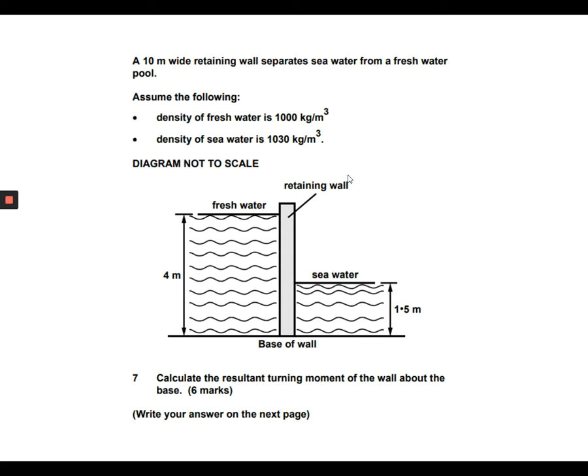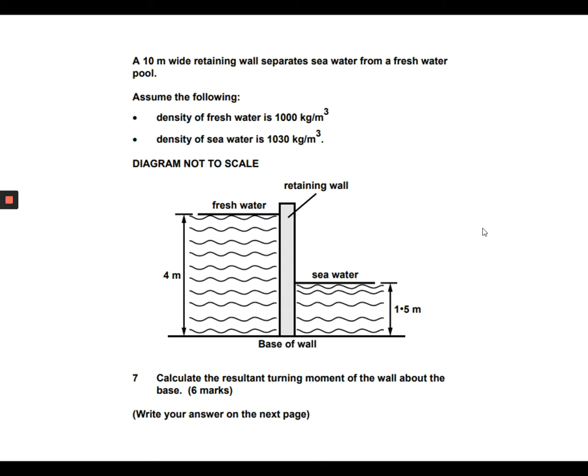Underneath that, write moment equals force times distance. For force, you use the hydrostatic thrust that you've just worked out on the left. And for distance, you use 1/3 of the way up. So the distance from the pivot is going to be 1 1/3 meters, 1.33. And that will give you a moment, and that will be a clockwise moment. The fresh water is trying to turn the wall from 12 o'clock to 3 o'clock. Once you've done that, underline that answer, that's your clockwise moment.